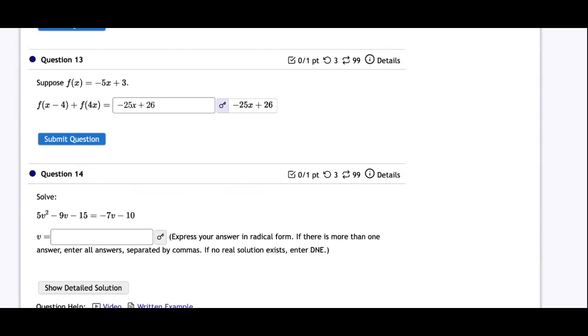Okay? So for every function you should read what the function does with the input. X represents the input. So f of x equals -5x plus 3 means you multiply -5 to the input, you add 3 to it. Okay.